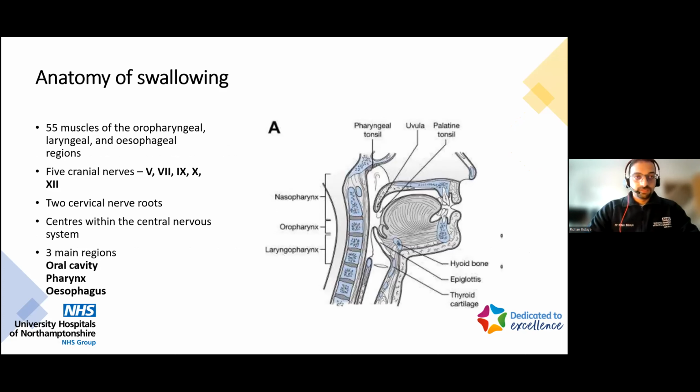Coming to the anatomy, there are 55 muscles, 22 pairs. The one muscle which is not paired is the cricopharyngeus. These muscles are in the oropharynx, larynx, and the esophagus, which are responsible for swallowing. There are 5 cranial nerves which supply these muscles. There are 2 cervical nerve roots, and there are some centers within the central nervous system. The 3 main regions involved are the oral cavity, as you can see over here, the pharynx, and the esophagus.